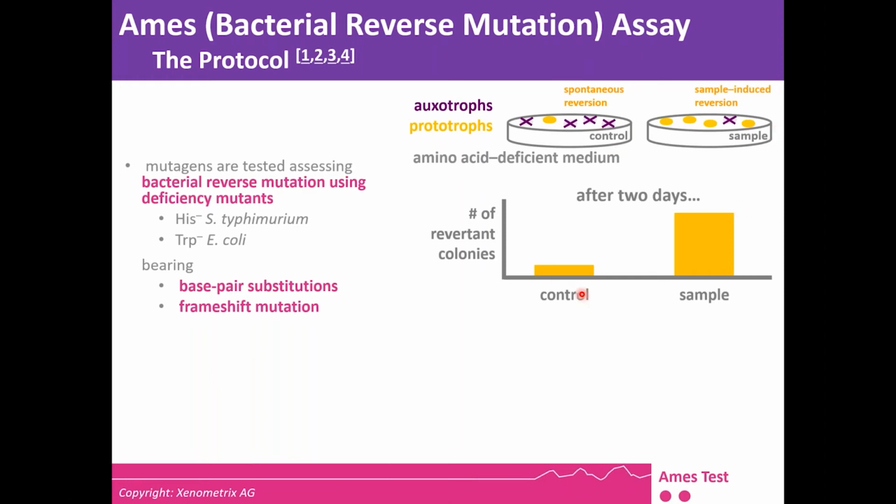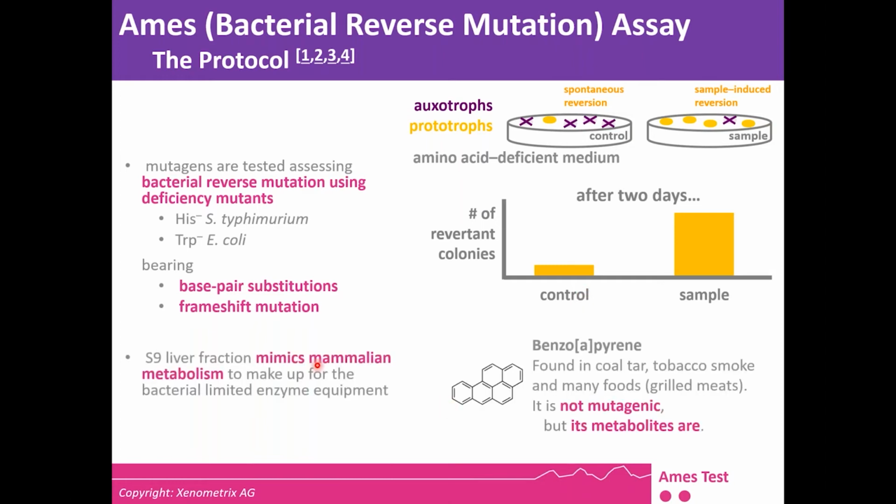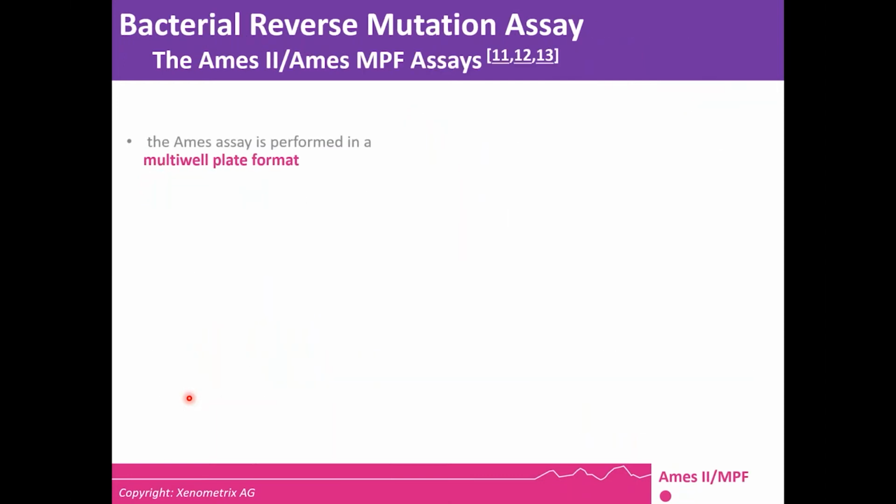After a couple of days, you count how many colonies you have in your plate, and by testing in the presence and absence of an S9 liver fraction, which mimics the mammalian metabolism, you can also make up for the bacterial limited enzyme equipment. So chemicals such as benzo[a]pyrene, which is not mutagenic as opposed to its metabolites, can turn out to be positive. And it's remarkable that this assay performed in bacteria performs quite well in predicting what the effect in humans could be.